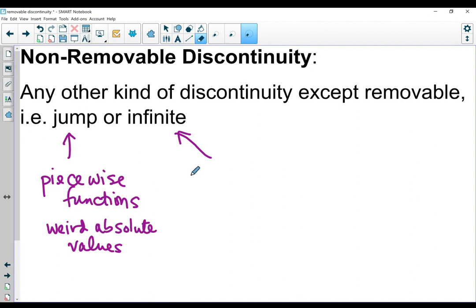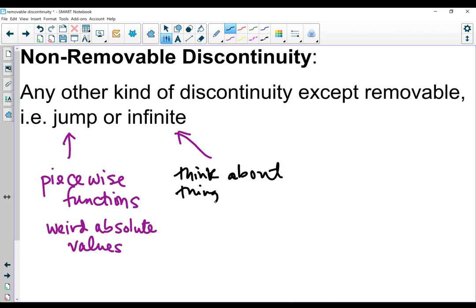So we'll write, think about things in the denominator that make a 0.